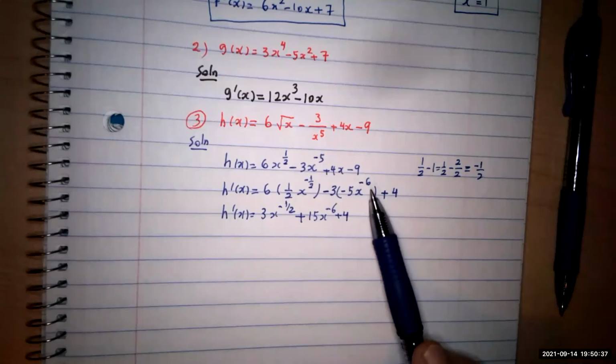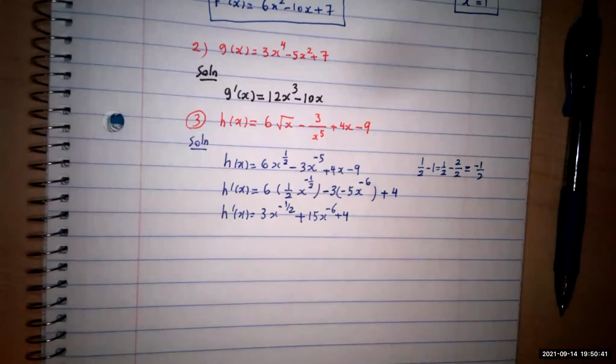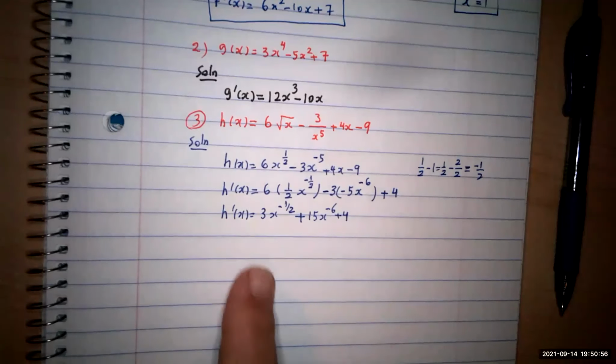You ask why I get negative 6 for the exponent. It's negative 5 minus 1, negative 6. Anytime you differentiate, remember, you reduce the power by 1 unit. The power is negative 5, so it's going to be negative 5 minus 1, which is negative 6. Any question? So that's the most involved kind of problem.